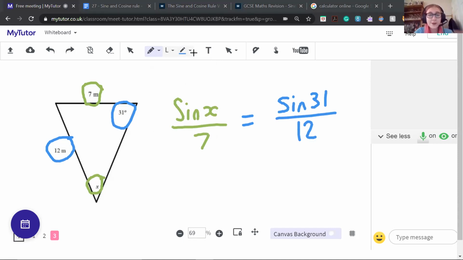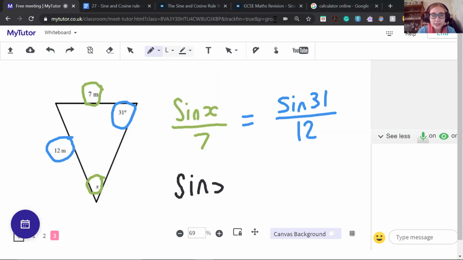Hopefully that makes sense. Oh my gosh, now people are telling me to speed up. This is so stressful. So now we're going to try to get sine x by itself so that we can solve it. So what we're going to do is multiply up by the 7. So we do sine x. And remember, when we multiply it by something, we just multiply the numerator. So we're going to write this as 7 sine 31.